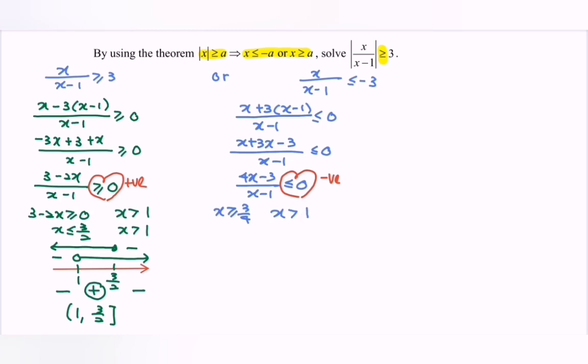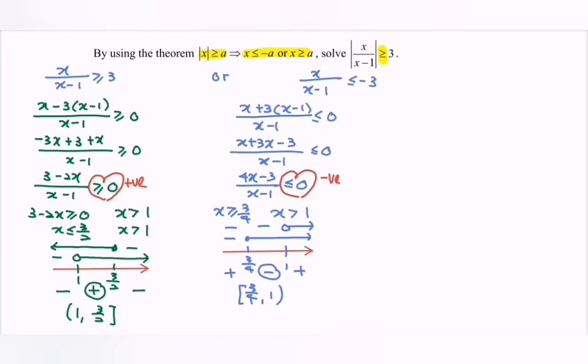Illustrate the situation in a real number line. The numbers involved would be 3 over 4 and 1. Then filled circle towards the right, empty circle towards the right. So we have positive, negative, positive. So the answer is negative. Start from 3 over 4 until 1 where 1 is not included.